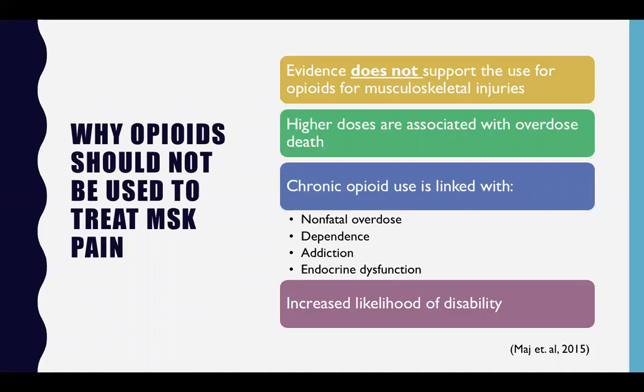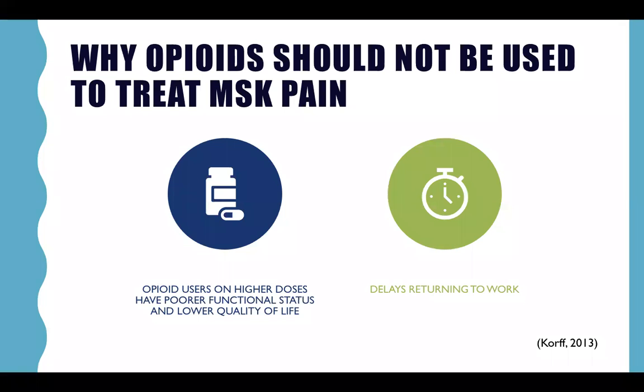Individuals with other mental conditions and addictions are more likely to receive opioids, which may further contribute to their disability. Opioid users that require higher dosages for pain relief overall have a lower quality of life and experience delays returning to work than individuals not prescribed opioids for musculoskeletal pain.